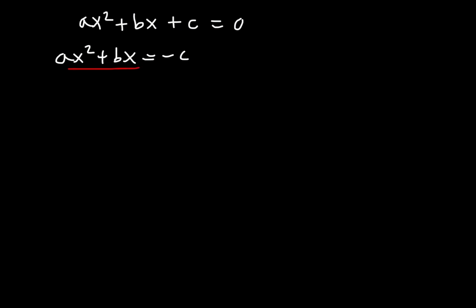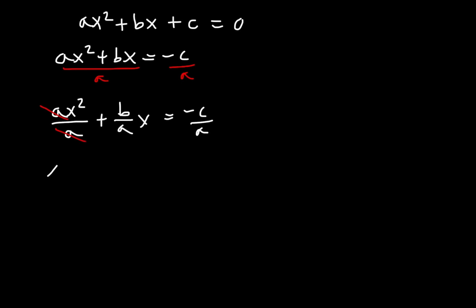Now I'm going to divide both sides by a, because the a is like a constant term, and I kind of want to isolate for that x. So I'll split the fraction, which becomes ax squared over a plus b over a times x, which equals negative c over a. Now these a's cancel out, leaving us just x squared plus b over a times x, which equals negative c over a.